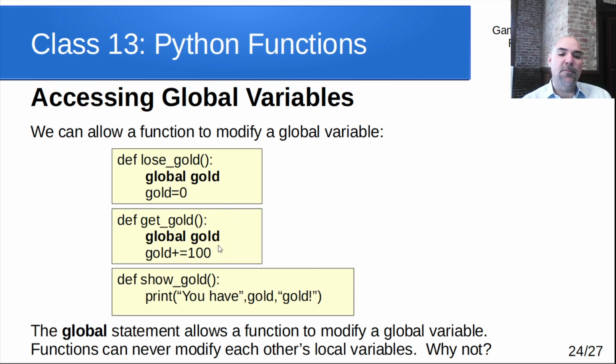Functions can also never modify variables inside of other functions unless they're both global. And the reason for that is obvious, because the variables of a function only exist while it's running. The lifetime is only function lifetime, meaning as soon as that function completes, all of its variables lose their values.